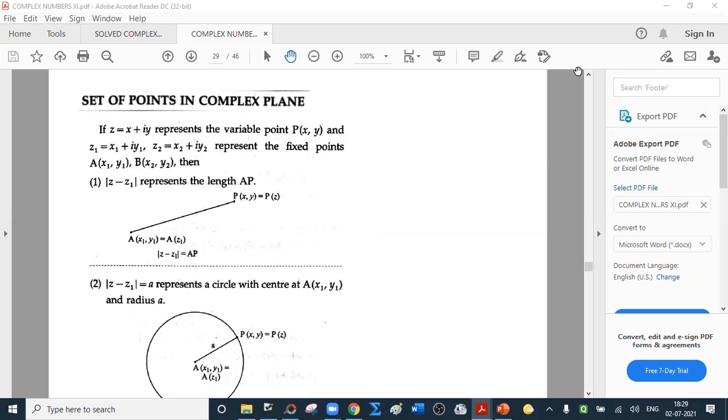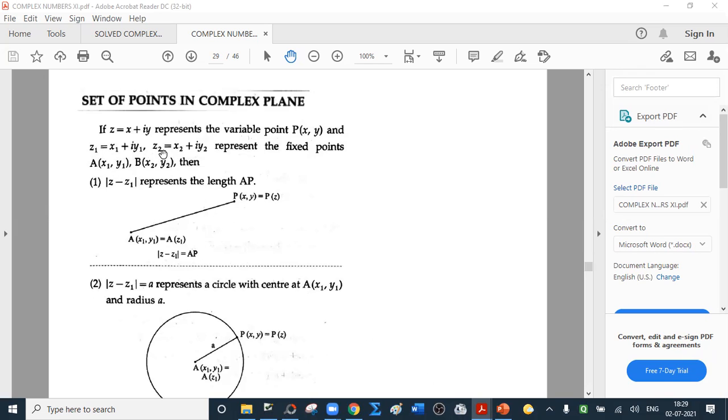If z equal to x plus iy represents the variable point P(x, y), and z1 equal to x1 plus iy1, z2 equal to x2 plus iy2 represent fixed points A(x1, y1) and B(x2, y2), then actually you haven't done the concept of locus. So all these are loci, plural of locus. Then modulus of z minus z1 represents the length AP. I'll explain why, rather how.